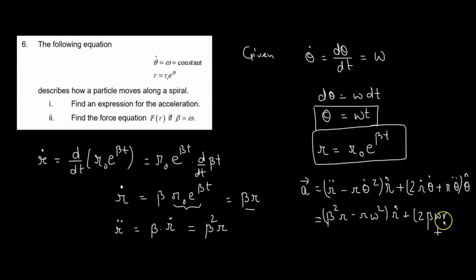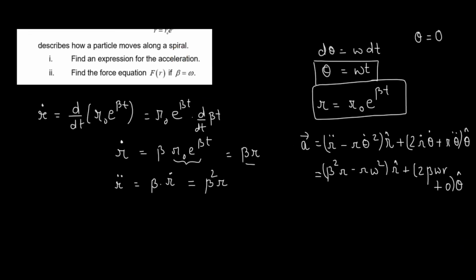We haven't found the value of theta double dot yet, but since theta dot is a constant, theta double dot is simply equal to 0. So this is 0 times theta cap. That means our final expression for acceleration is, taking r as the common factor, r times beta squared minus omega squared, times r cap, plus 2 beta omega r, and this is the angular part, theta cap. So this is the expression for the acceleration.